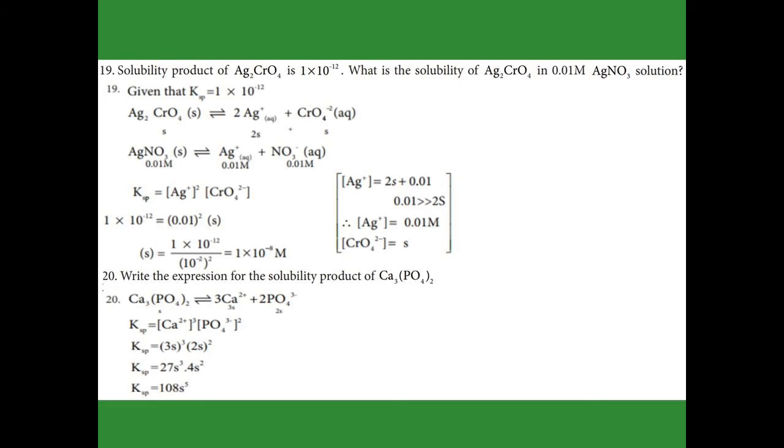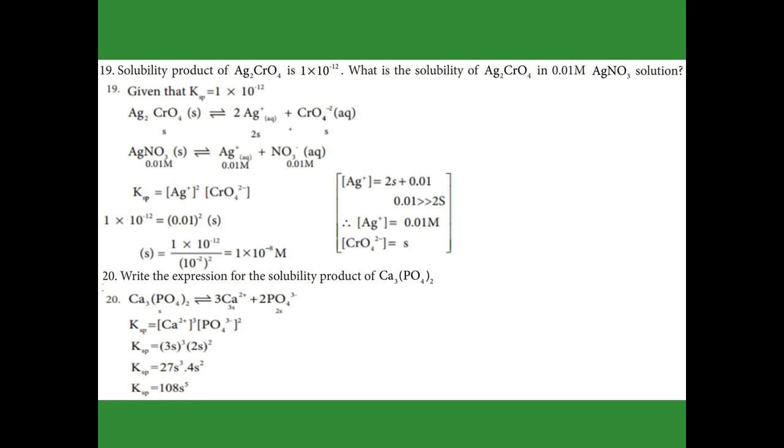Now in the silver chromate, the molar solubility is for 1 mole, so the molar solubility is S. But in the product side the Ag plus is present as 2 moles, so that is 2S, and in chromate 2 minus there is only 1 mole, so it is S. Now the solubility product Ksp is equal to the concentration of Ag plus to the power of 2, because 2 moles are present in the first equation, and the concentration of CrO4 2 minus to the power of 1 because it is only 1 mole.